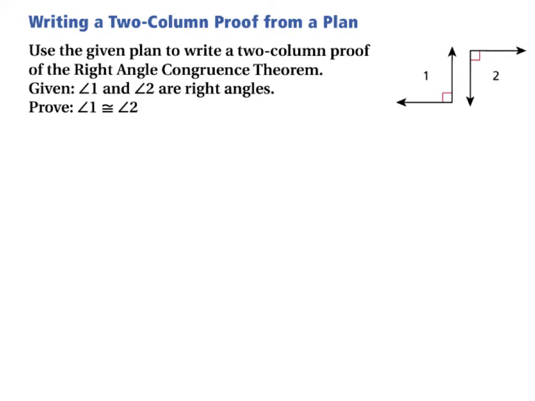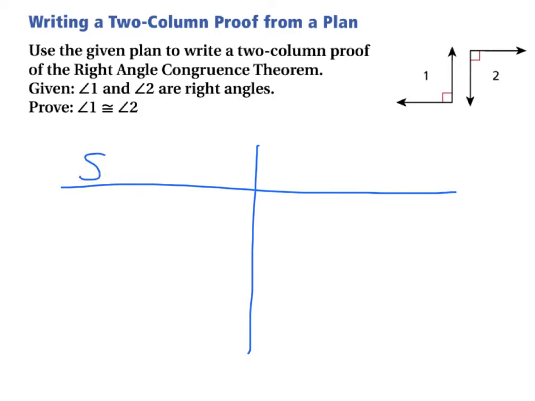So we're actually proving the right angle congruence theorem. Here's our given. Angle 1 and angle 2 are right angles. I want to prove that they're congruent to each other. Once again, we are proving Theorem 2.6.3. So this is what we're talking about with a theorem. If we can prove a theorem true, then we no longer have to prove it true. We can just use that theorem as our reason. So right now we are proving the theorem that we just went over.